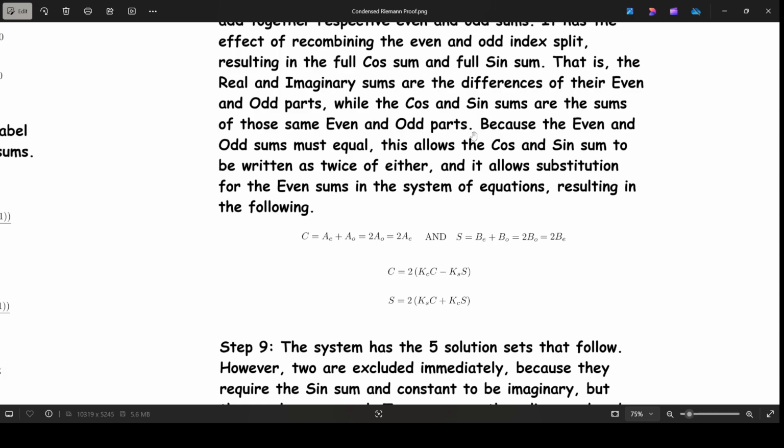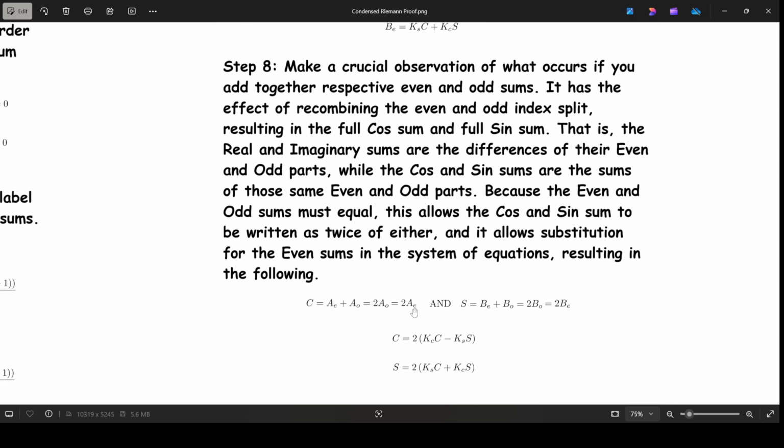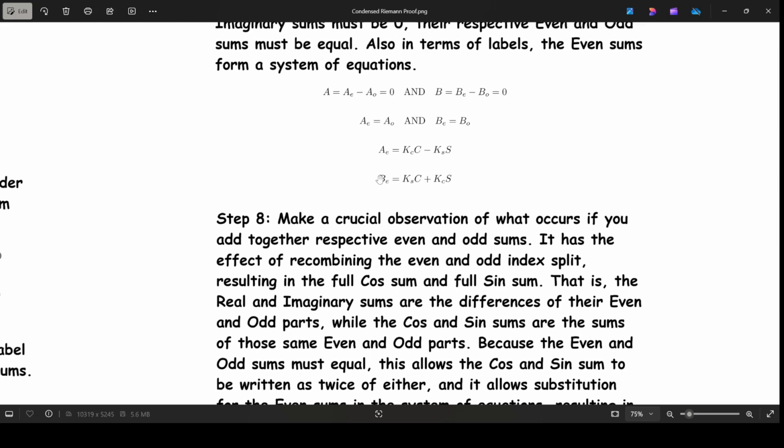Okay, so where do we go from there? Well, we use that fact to substitute for these 2 even values up here. So we can think of the even sum in terms of the cosine sum, the even sum is 1/2 of the cosine sum, or 1/2 of the sine sum. You can think of it that way. So when you do, you can substitute that in here.